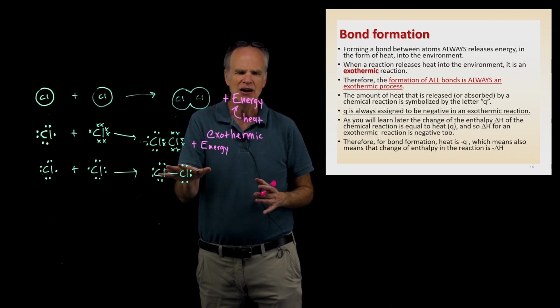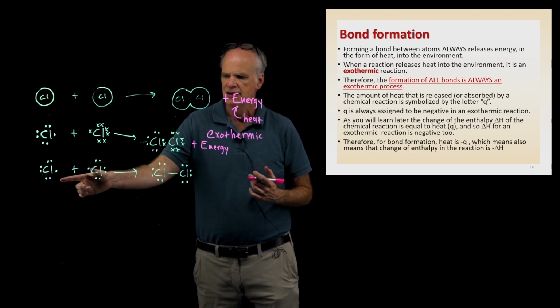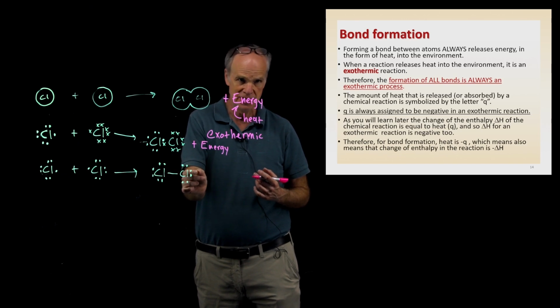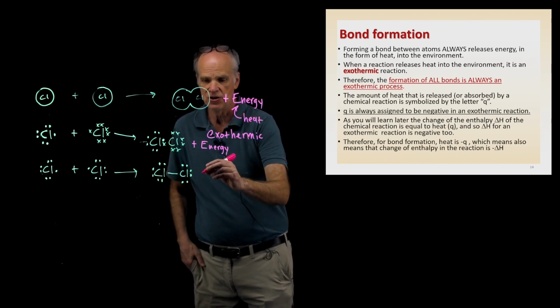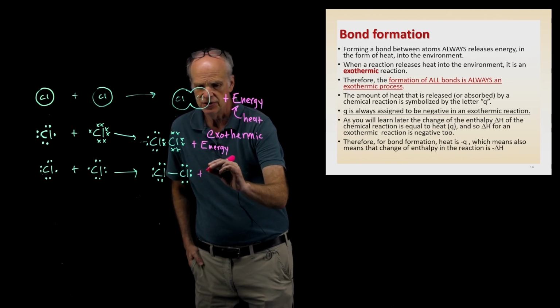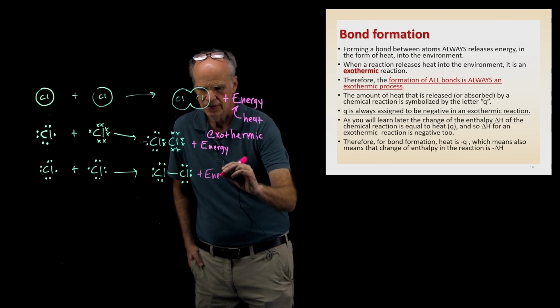Now it becomes maybe a little bit easier to see that when you take two free atoms and you bond them together to form a diatomic molecule, you'll get the molecule, which is diatomic chlorine, and you'll get energy released.